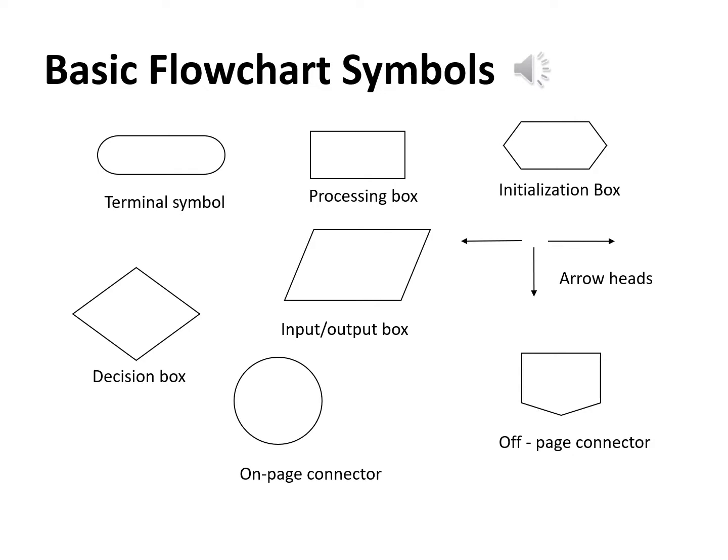To begin with the basic flowchart symbols. So we have here the terminal, the start of the flowchart, process for the formula, initialization for all the variables, decision box for the condition, whether true or false, input and output, display, arrowhead, on-page connector for the connection of the lines within the page. Off-page connector is the connector for the next page.